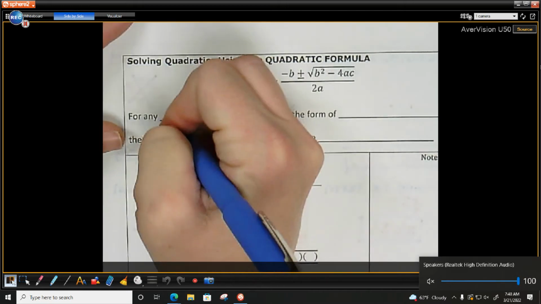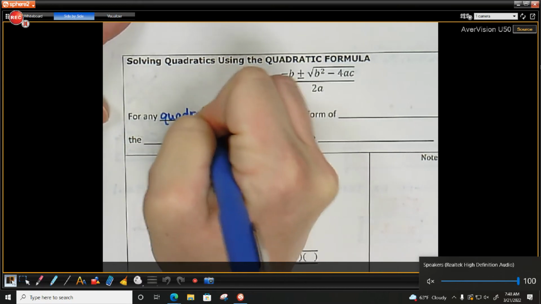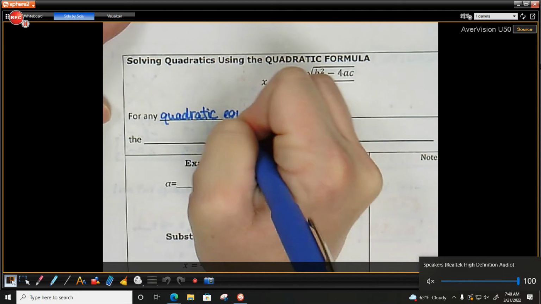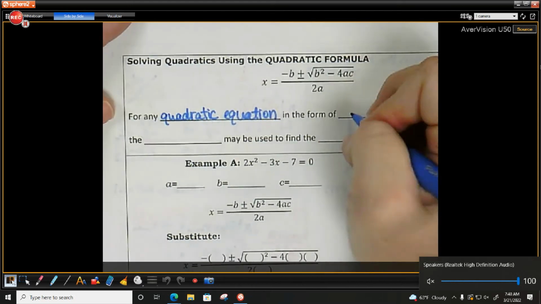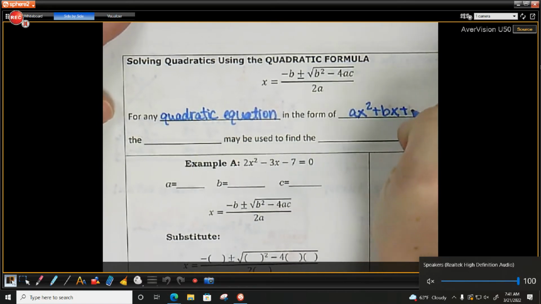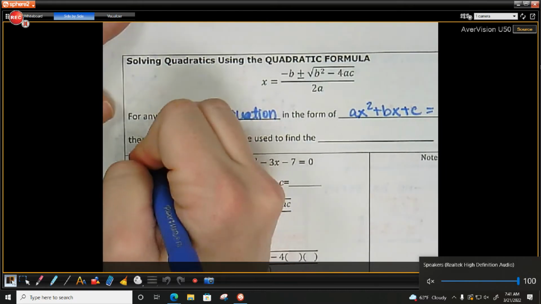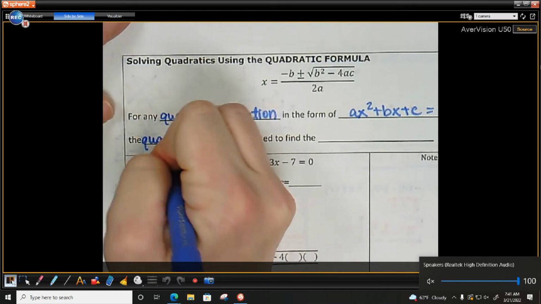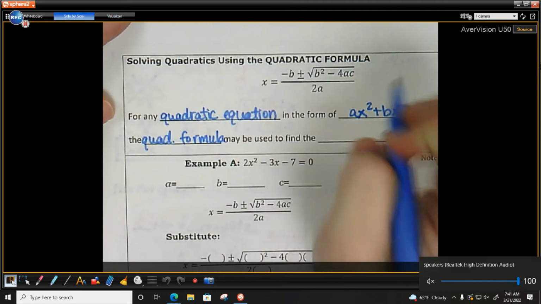So for any quadratic equation in the form of ax squared plus bx plus c equals 0, the quadratic formula may be used to find the solutions.